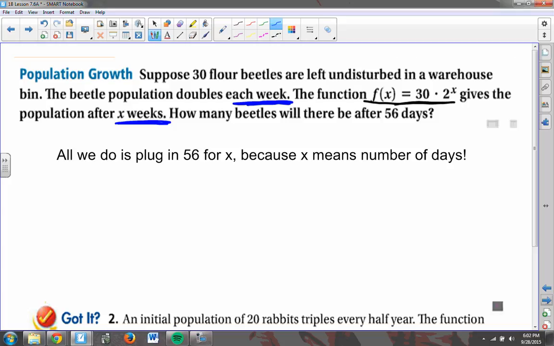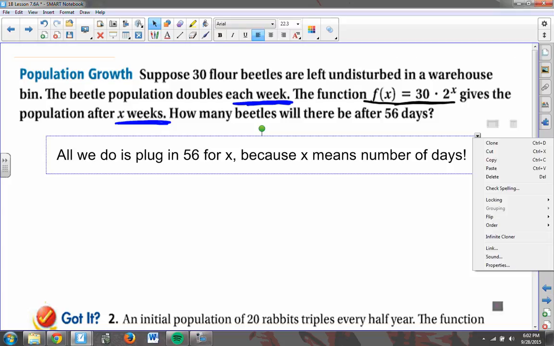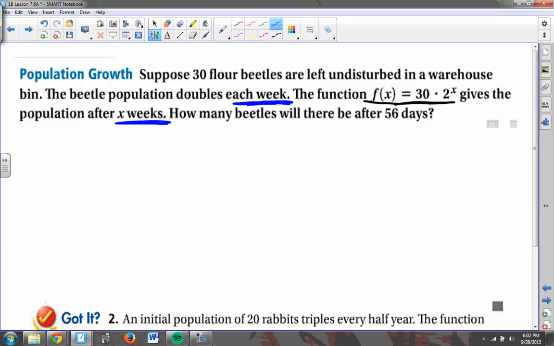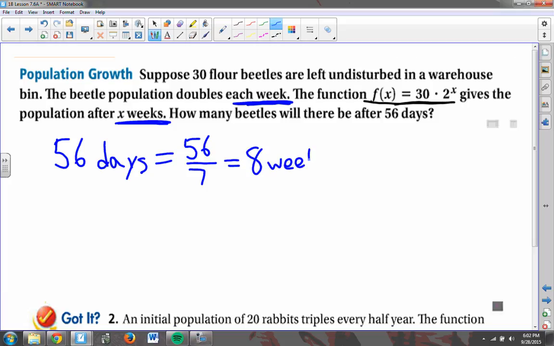Now, you can forget about all of this, because that is not correct. But what we do know is that we need to figure out how many weeks we're going to leave the beetles there so that we can plug that number into our exponent x. All right, so 56 days equals how many weeks? Well, there's 7 days in a week. So 56 divided by 7 equals 8 weeks.